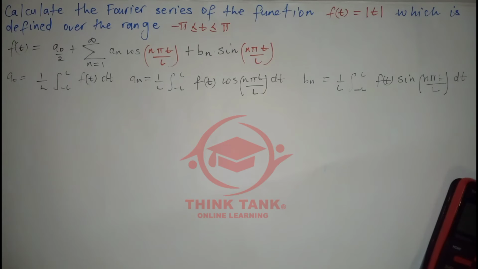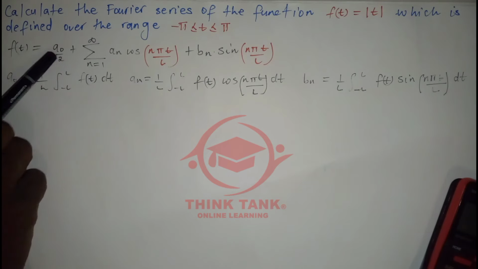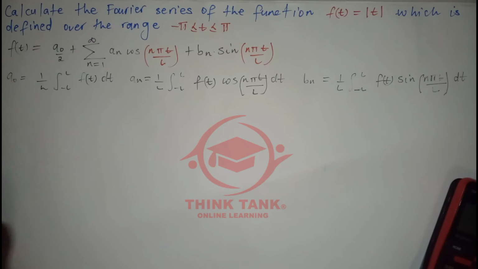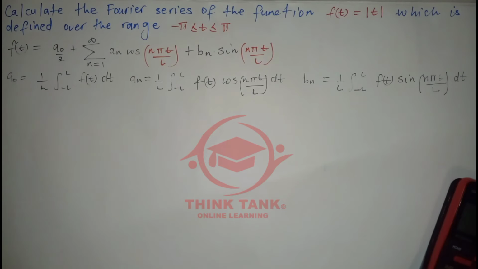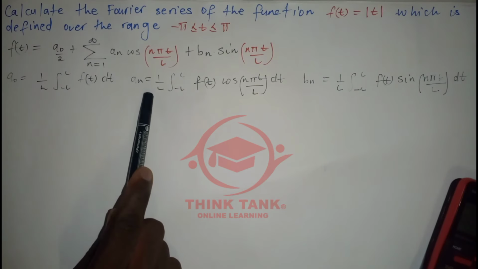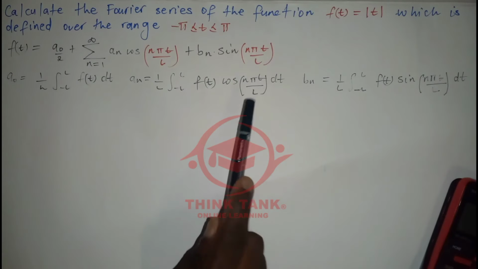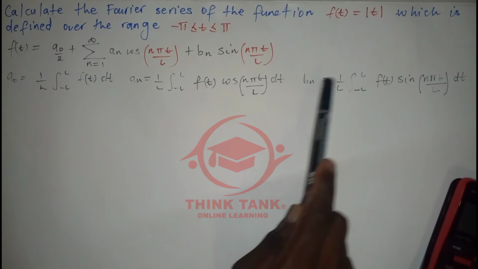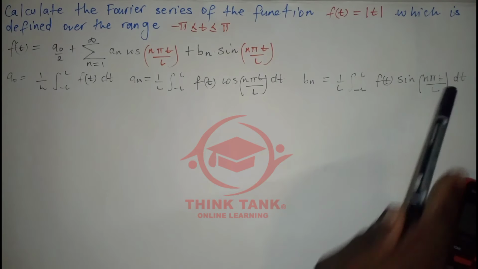But in some books, you're going to see that they may write 1 over 2L. If you write 1 over 2L, that means right here you're going to only have a naught, not a naught over 2. So the difference is here: you put over 2 here, there's no need for putting over 2 right here. And for a n, it's 1 over L, negative L to L, f of t cos n pi t over L dt. Then for b n, 1 over L, negative L to L, f of t sine n pi t over L dt.